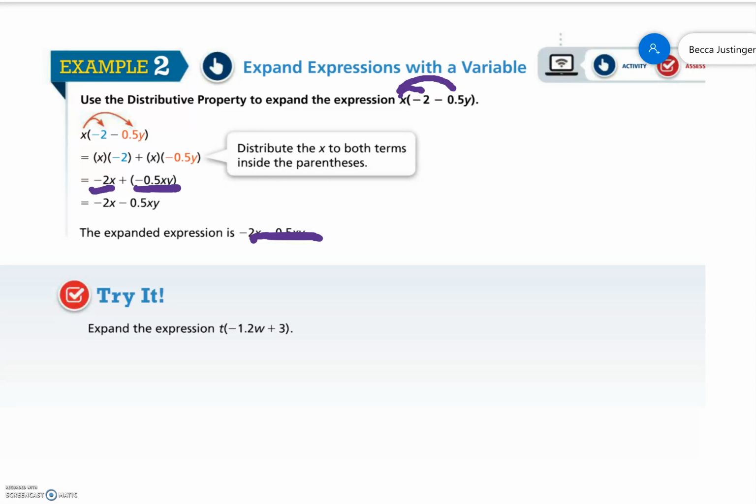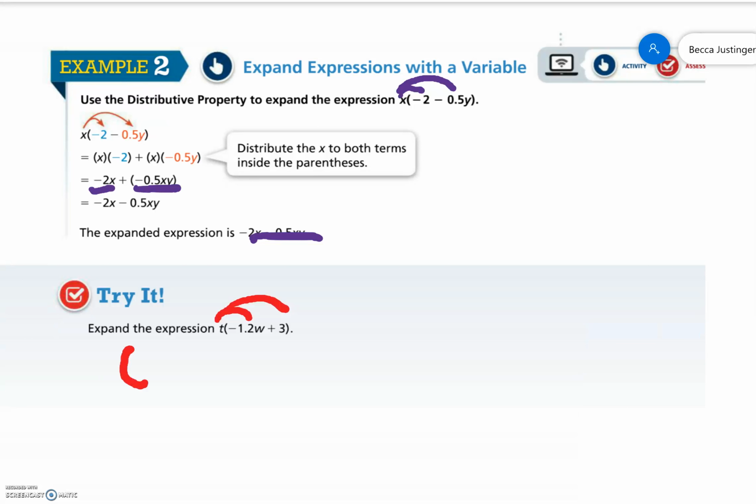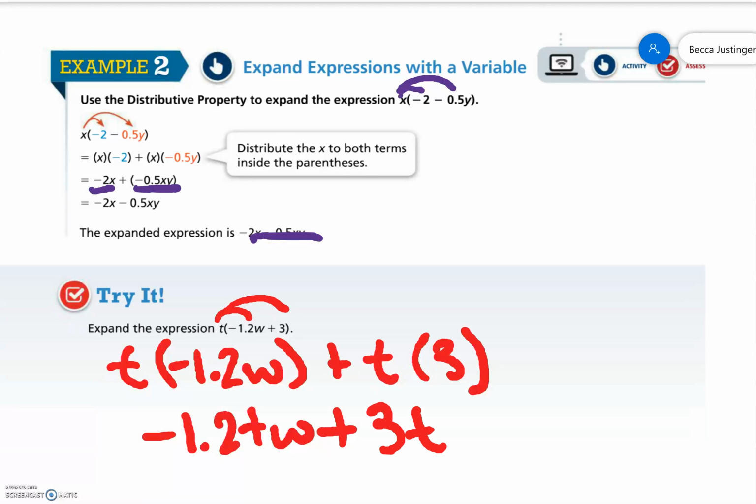So let's try it. Expand the expression t times negative 1.2w plus 3. So I'm going to distribute my t into everything inside the parentheses. So we do t times negative 1.2w plus t times 3. T times negative 1.2w equals negative 1.2tw plus 3t. Same thing. It's best to have the number first, then the variable.